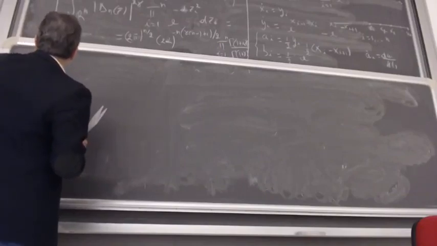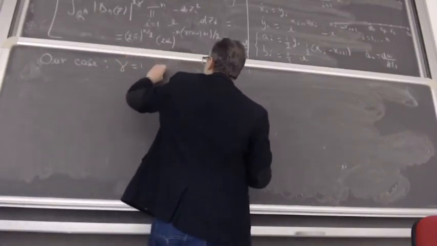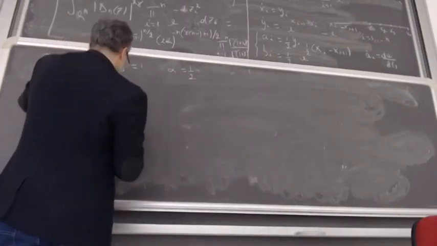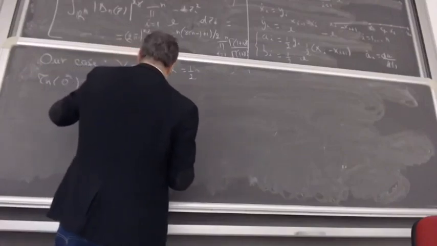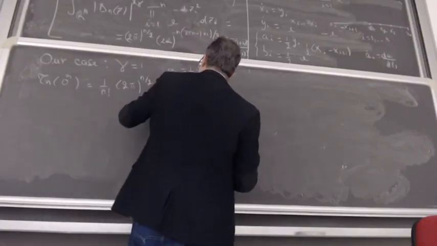In our case, gamma is equal to 1 and alpha is equal to 1 over 2. This gives us tau n of 0 equal to 1 over n factorial, 2 pi to the n over 2, the product of i factorial. Hopefully I did the calculations carefully enough, we get this explicit expression for the tau function calculated for the free theory, with no interactions. Given this expression, we can calculate what we need.